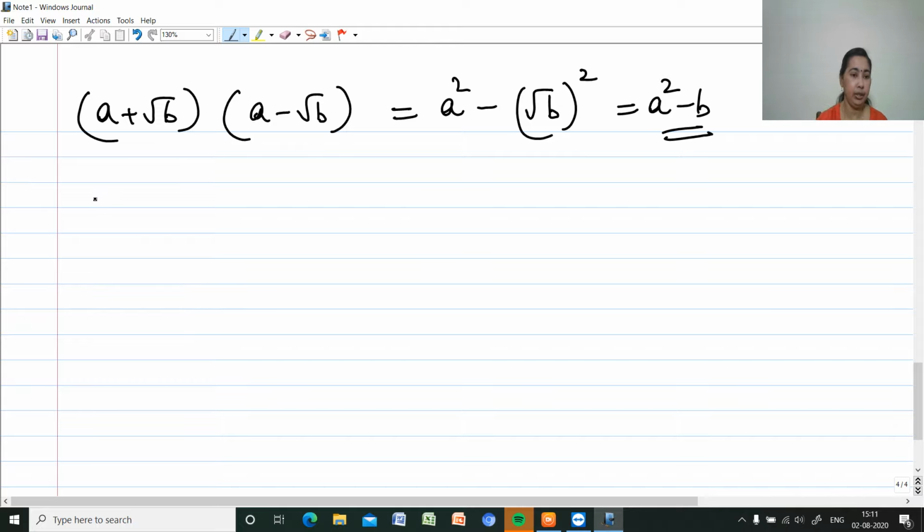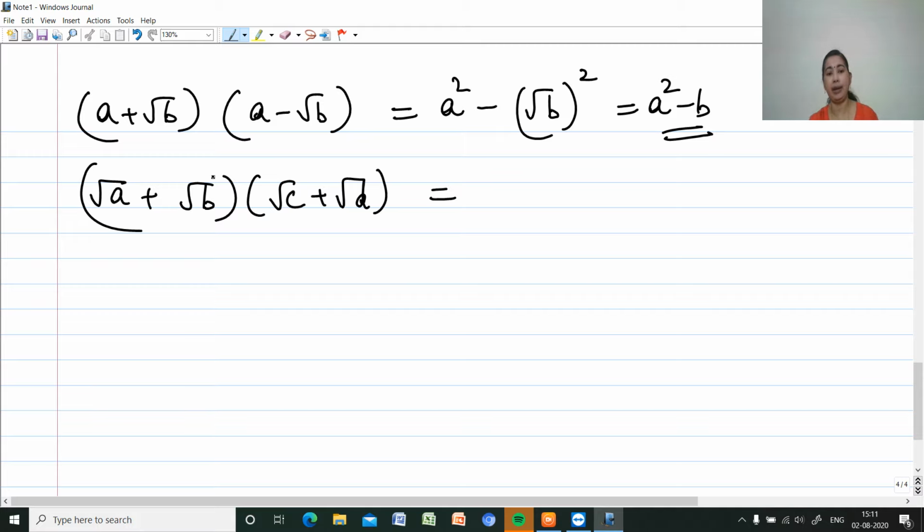Then what can we do if it is root a plus root b into root c plus root d? We can open the bracket and multiply each term. The first term is multiplied with the first term, first one with the second one, second with first, and second with second. So first into first, that is root of AC, plus root A into root D is root AD, plus root BC plus root BD.